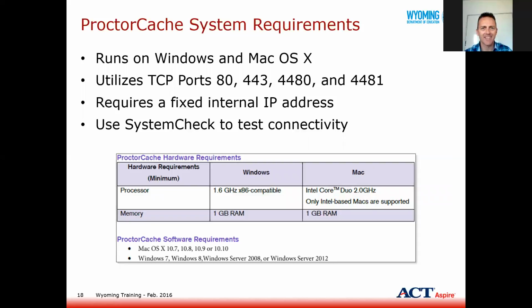Proctor Cache can run both on Windows and Mac OS X operating systems, and we have that listed here as the minimum requirements. And as I mentioned earlier too, Proctor Cache uses the TCP ports 80 and 443 for communication between the Proctor caching machines and the ACT Aspire server. So we want to make sure that those are whitelisted, and we had those updated earlier.